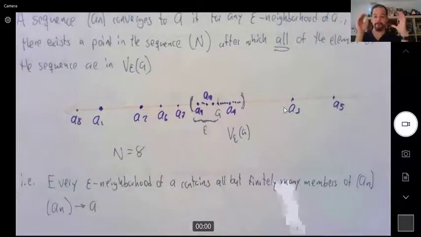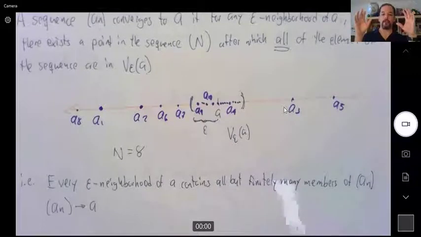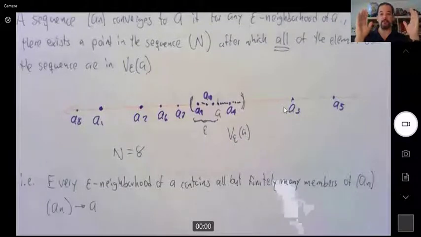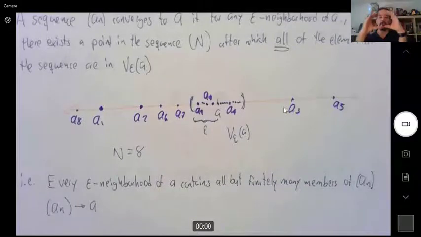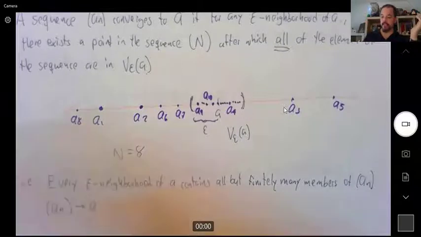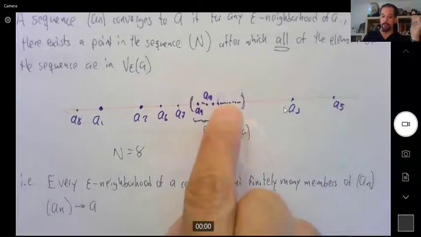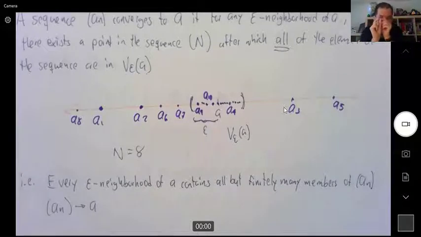So this is important. Let's call capital N the entry point. This capital N is where you can for sure guarantee that everyone after that is inside, and that entry point may change depending on what epsilon is. If your epsilon is big, you pick an N that is easy, like in this case 8. But if I make my interval super tiny, now maybe I need to pick a super big N so that I can guarantee that all of them are inside.